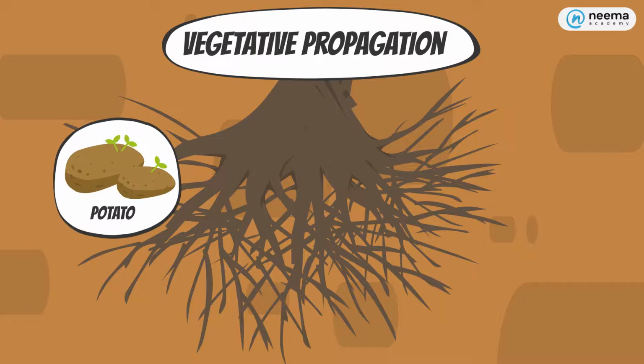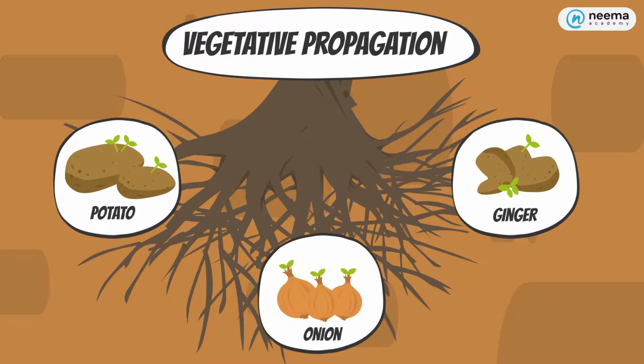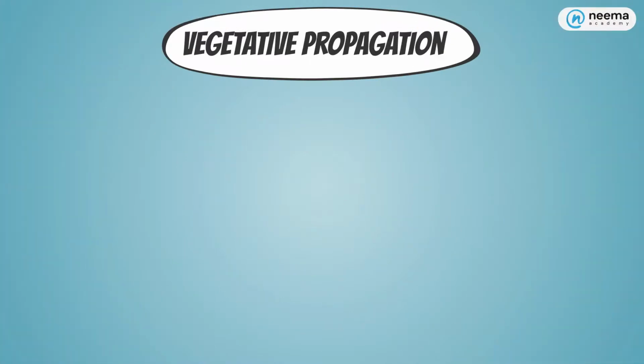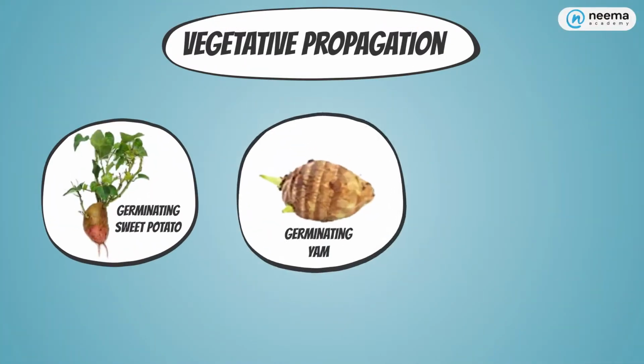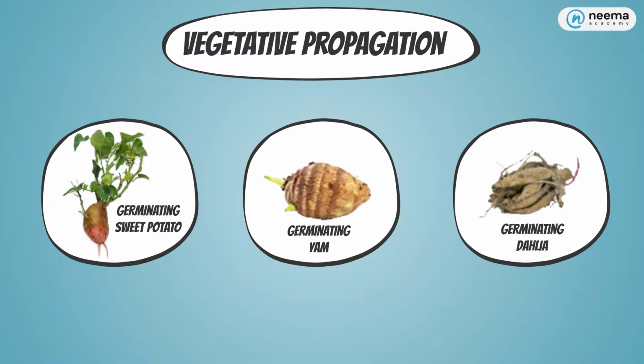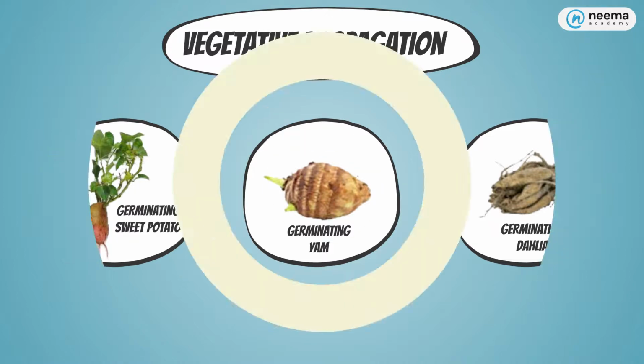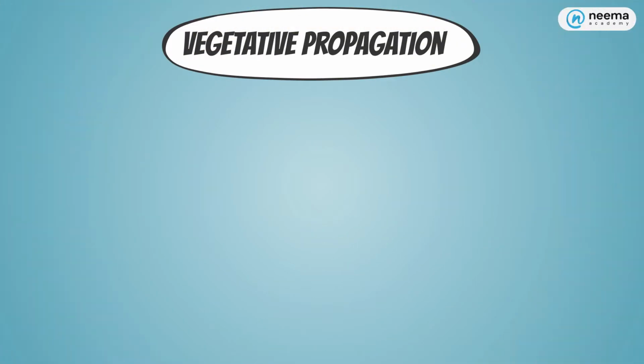Plants like potato, ginger and onion grow from their underground stems. Some plants reproduce from their roots such as sweet potato, yam, dahlia, etc. Some plants reproduce from their leaves like bryophyllum.